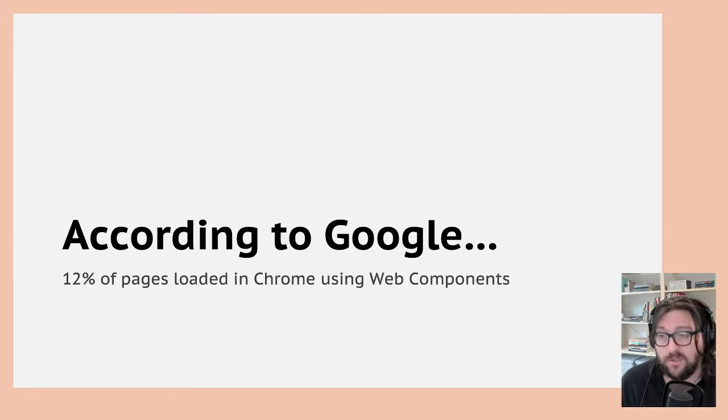According to Google, 12% of pages loaded in Chrome use web components. And Google looks at a lot of pages. This could be all YouTube pages, but 12% of every page load in Chrome, 12% of all the page loads use a web component.